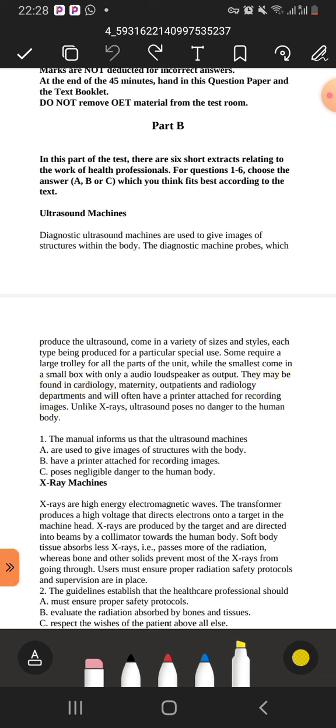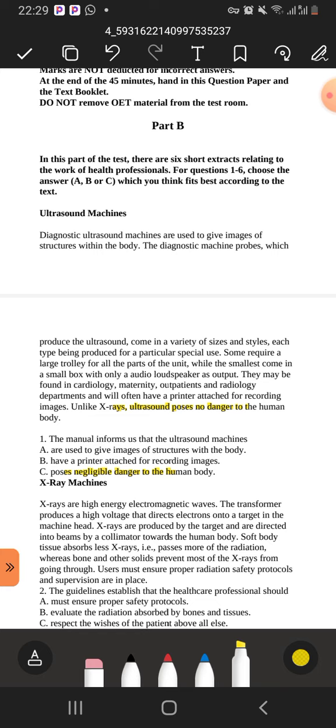Option C talks about possesses negligible danger to human body. Option C, possesses negligible danger to human body. Let me highlight it. Possessing negligible danger. And where they talk about its safety is the last sentence, where they are comparing it with X-ray. Unlike X-rays, ultrasound possesses no danger to human body. So here they are telling us that it possesses no danger at all.